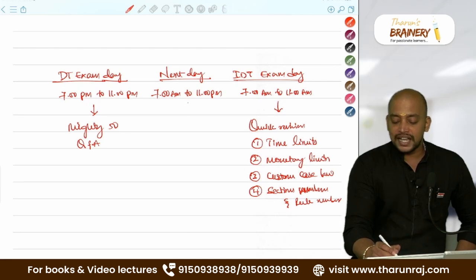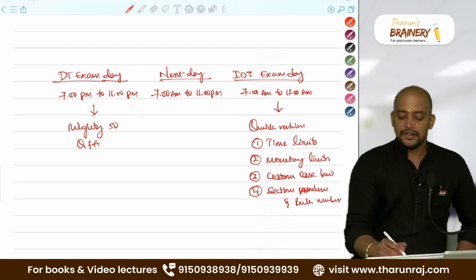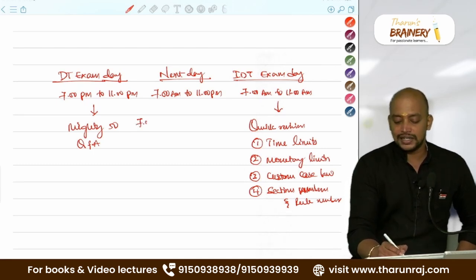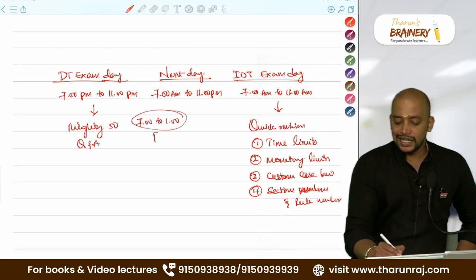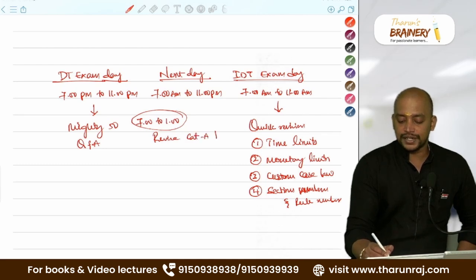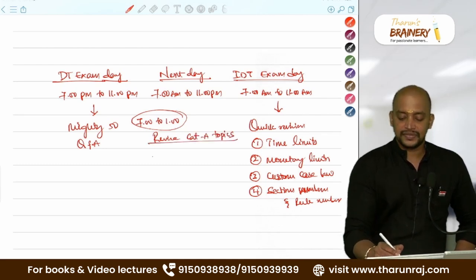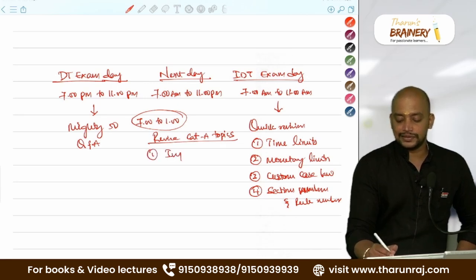Then morning 7 a.m. to 11 p.m. First, the morning session 7 to 1. So quickly revise category A topics. What are the category A topics? Input tax credit, input tax credit must. Then exemptions.